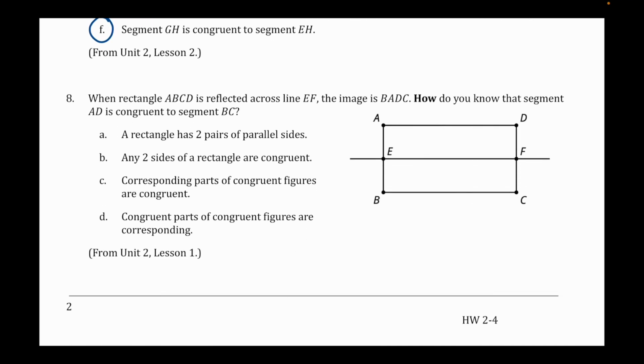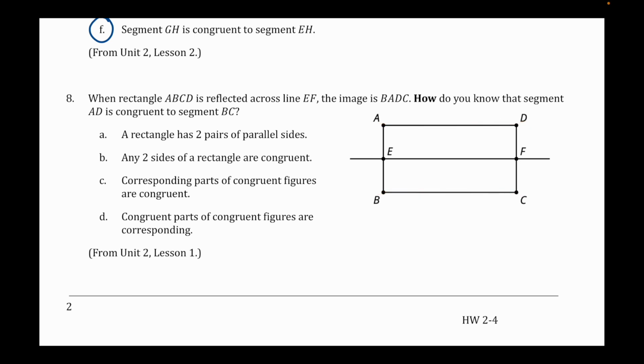Okay, so moving on to question 8. This is the last question of the assignment. We are going to read through this. And this is also something being reflected, but it's a little bit of a different question. It's multiple choice. It's not select all. So when rectangle ABCD, I should be specific, is reflected across line EF, so that's this middle line here, the image is BADC instead of ABCD. So they want to ask, how do you know that segment AD, the top, is congruent to segment BC at the bottom?